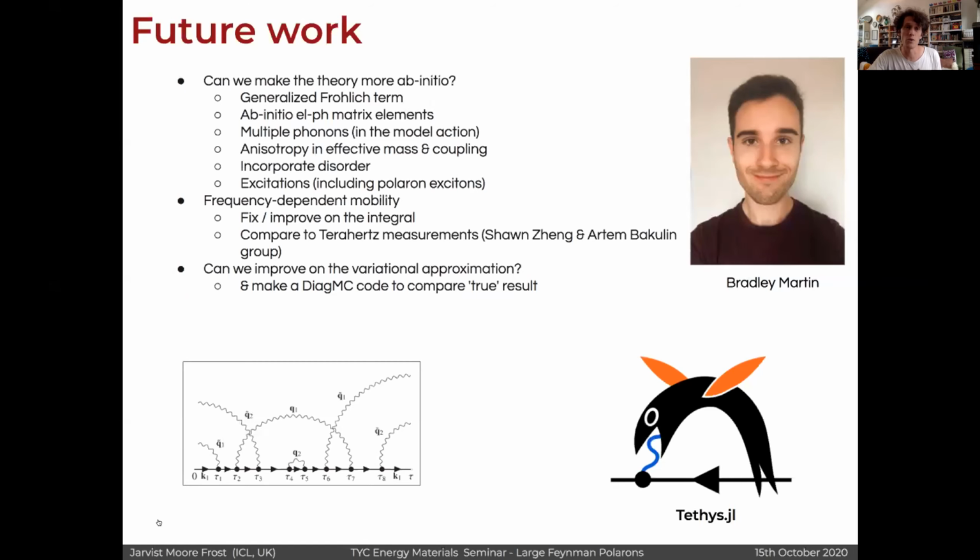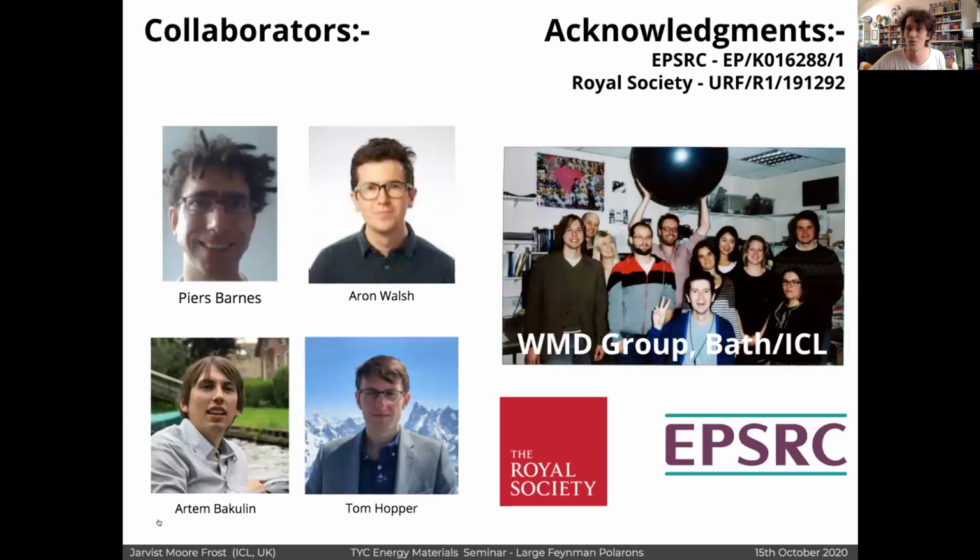And in the near future, we're now starting to look more properly at frequency-dependent mobility, again, with the group of Art and Bakulan, who have a very nice terahertz method of measuring mobilities in these systems. And that's me. So thank you for your attention.